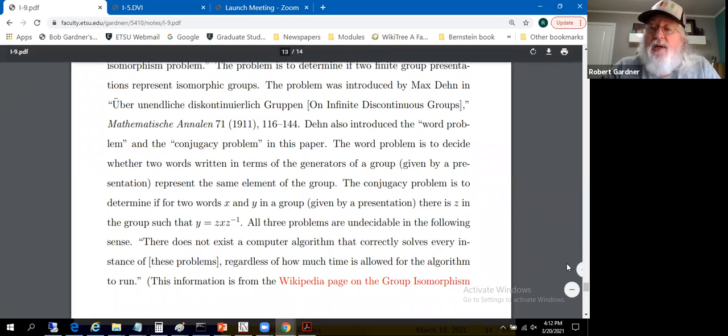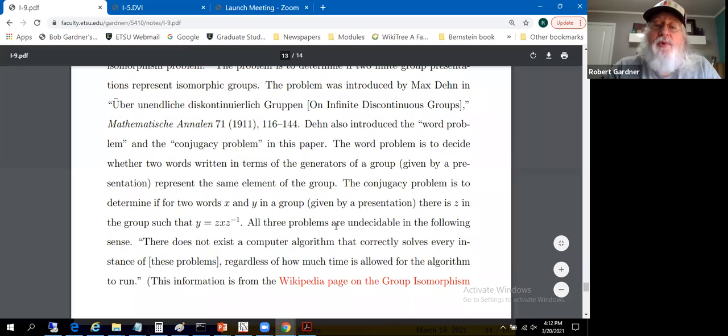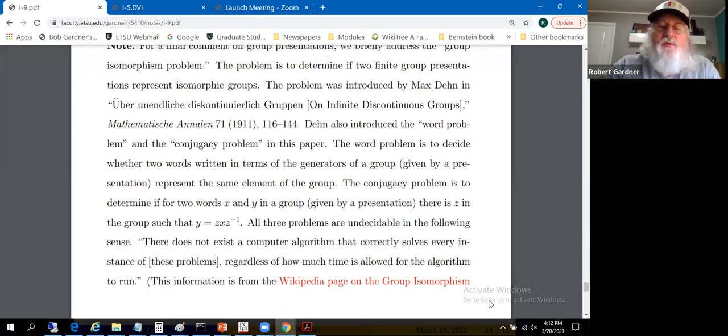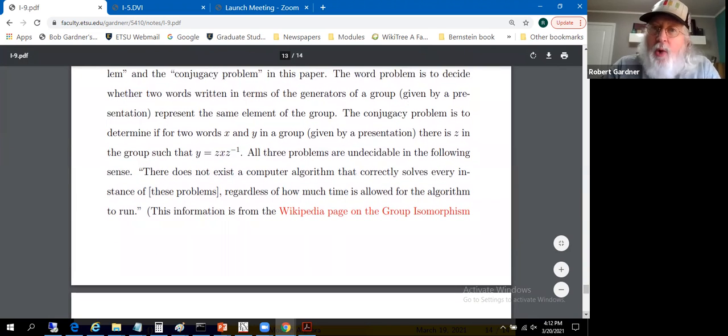the word problem, the conjugacy problem, and the group isomorphism problem, all three problems are undecidable in the following sense. There does not exist a computer algorithm that correctly solves every instance of these problems, regardless of how much time is allowed for the algorithm to run. So there's no finite way to describe how to determine the answers to these questions about equality or isomorphisms.